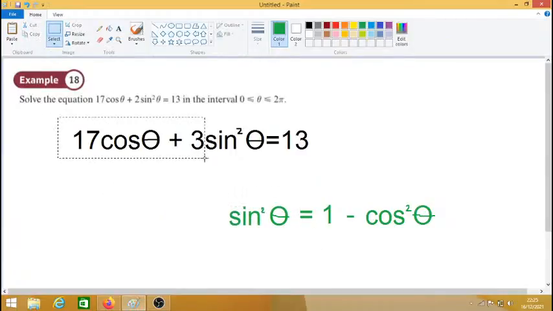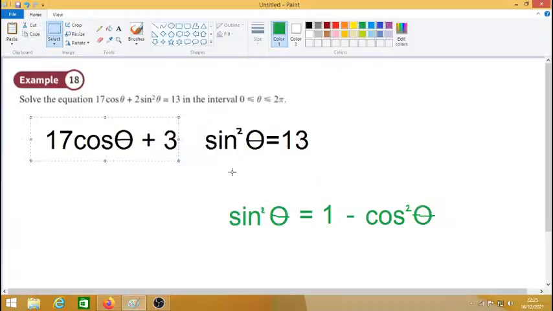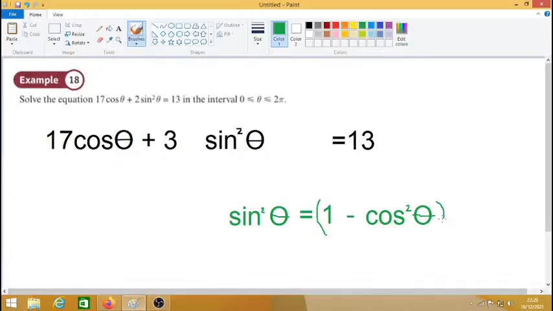So let's do that swap. So I've got sine squared theta can be swapped with 1 minus cos squared theta. I'm going to need to put brackets around that because there's a 3 on the outside. So it's exactly the same question, but I'm substituting sine squared theta for 1 minus cos squared theta.